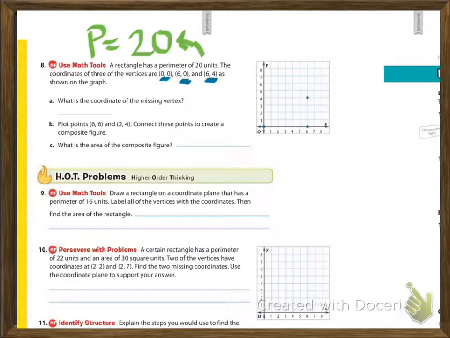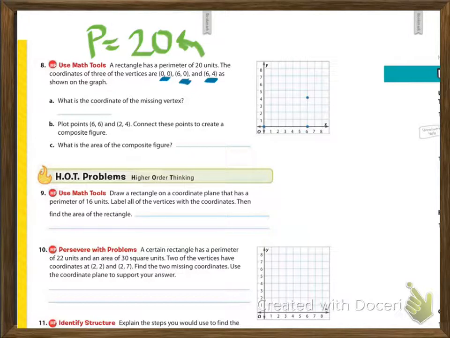Okay, so another homework problem. This is number 8, and the question reads that the shape is a rectangle. It has a perimeter of 20 units. The coordinates of 3 vertices listed in blue are already plotted with the blue dots on the graph. Part A is find the coordinate of the missing vertex.